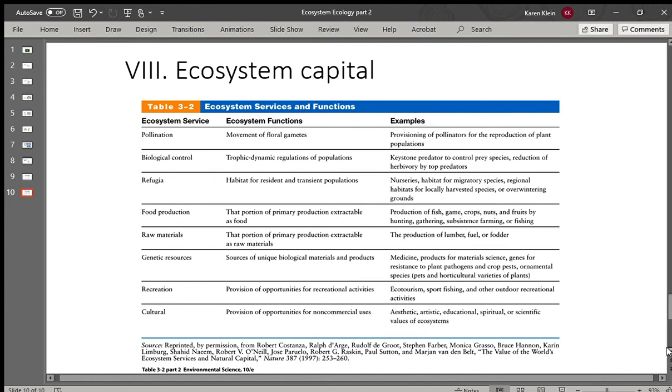Food production, this one, of course, lots of natural foods that we've cleverly learned to selectively breed plants for food sources. But food production is a service that's provided by healthy ecosystems. Raw materials, not all, because we have plastic now, but so much stuff that we use for building materials, lumber, fuel, fodder, comes from nature. Genetic resources. We haven't tapped into the genetic resources of so many plants as far as medicines, material science, plant pathogen, crop pests, ornamental species, and all of that.